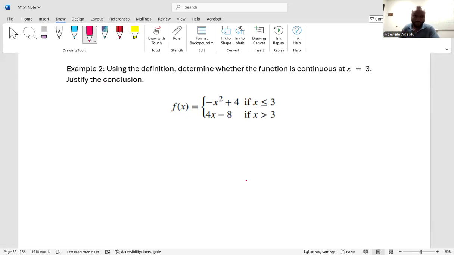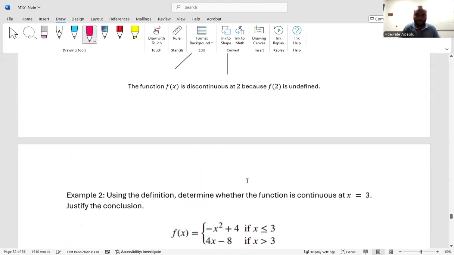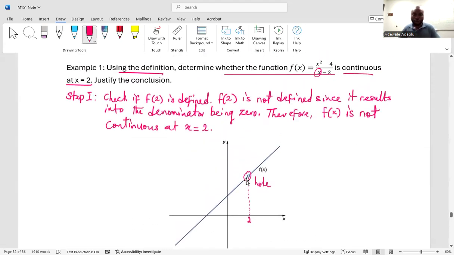Okay, the first step one. So one more thing I need to say there before I close this example is that since f of 2 is undefined, there is no reason to check for the limits. There is no point. One of the three conditions has failed. So we just stop. We can make our claim that the function is not continuous at x equals 2.